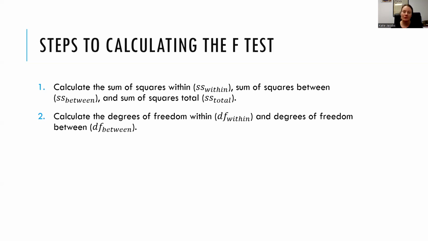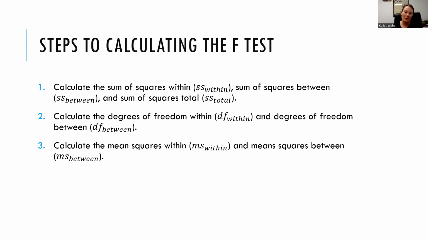Then you're going to calculate your degrees of freedom within and your degrees of freedom between. So we'll see here that we have two different types of degrees of freedom that we're going to calculate. Then we have to calculate our mean squares within and our mean squares between. And then we'll finally get to calculate our F statistic, which is symbolized by capital F. So you want to make sure that you snag all of these different symbols for the sum of squares within, between, and total, degrees of freedom within and between, mean squares within and between, and then the F statistic symbol. So you'll want to write all of these onto your handy dandy symbol sheet.